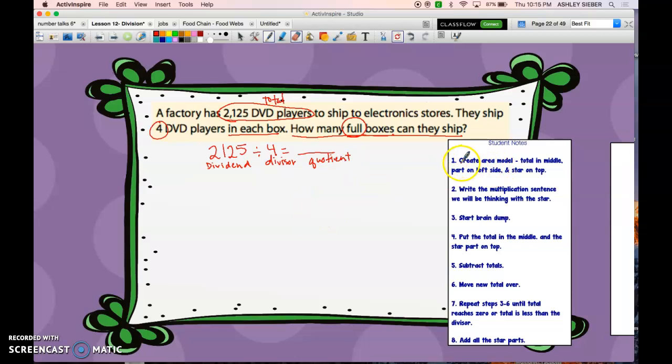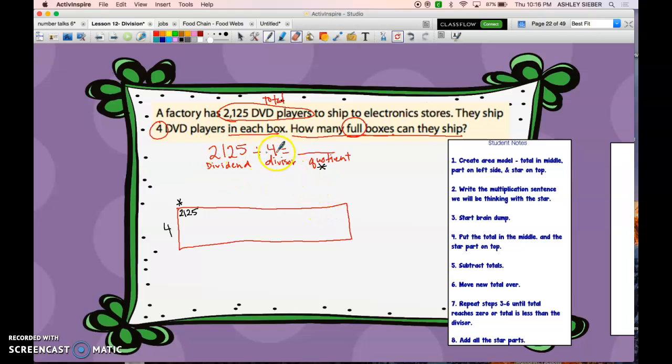So I'm going to start by creating an area model. I'm going to draw my rectangle. Remember, it needs to be kind of long and skinny. And then I'm going to put all of my parts where they need to go. So the total goes in the middle. My total is my dividend here, 2,125. My part that I know, the divisor, goes on the left side, and my star part's on the top. That's going to be my quotient. Those are all the parts that I'm going to add together to get my final answer.